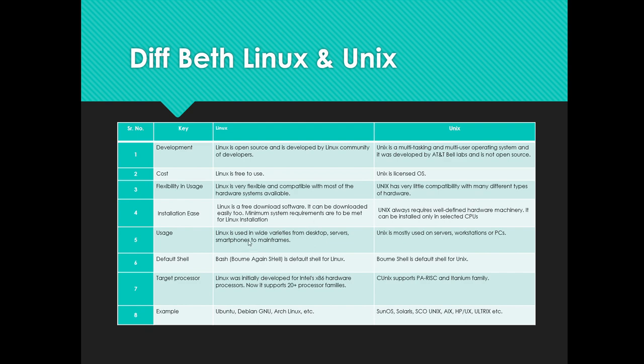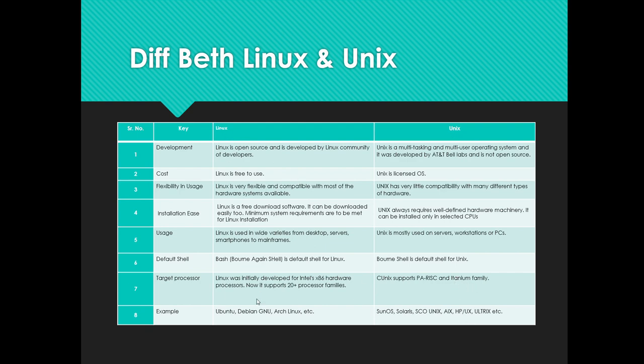Along with uses, Linux is useful on desktops, servers and smartphones as well, but Unix can be used on servers, workstations or PCs. By default in Linux we use the Bourne Again shell, called bash, but in Unix we use the Bourne shell as the default. Linux comes from the x86 Intel hardware family. However, Unix comes from the Itanium family.